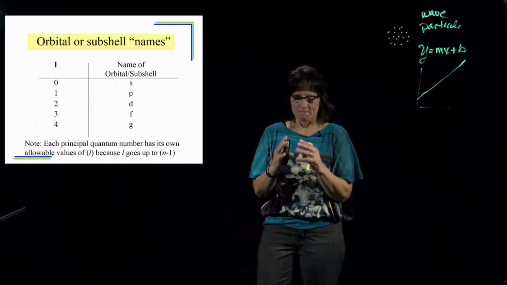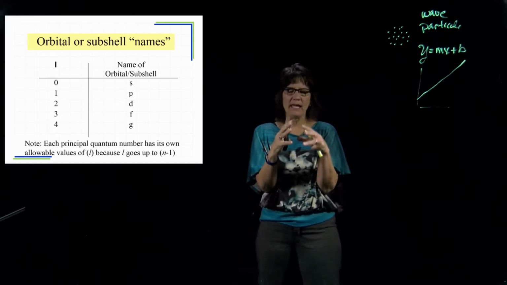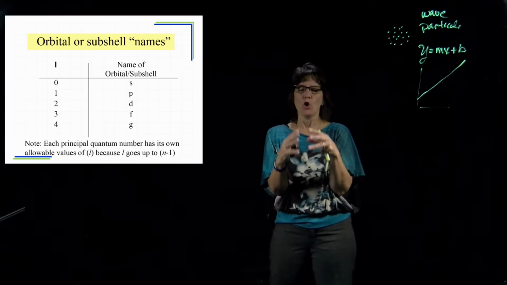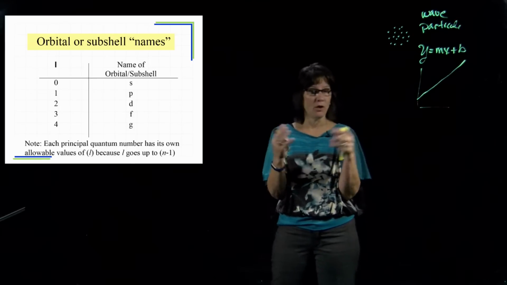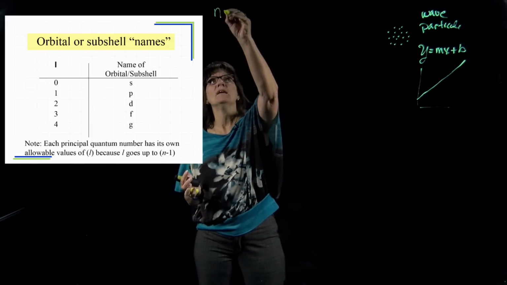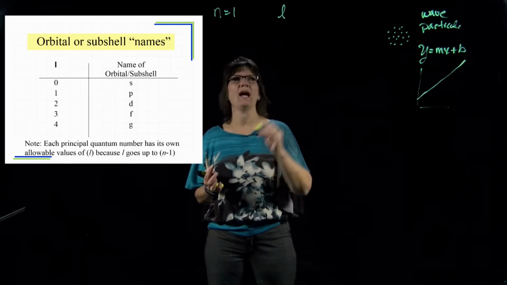Okay, so now let's go into the front. We have an N of 1. That's the smallest possible N that we have. When N equals 1, our L's are dependent upon that. So let's just start kind of deriving this. When N is equal to 1, what are your values of L that you can have?